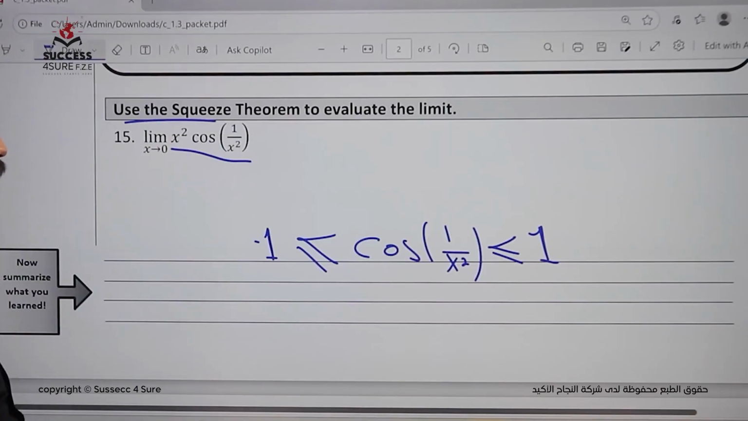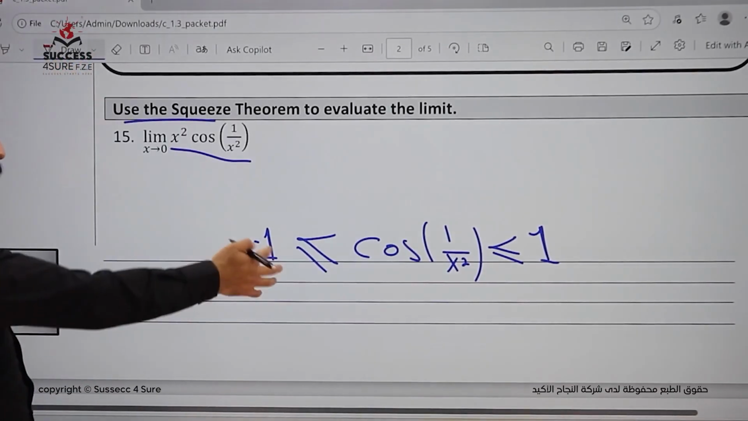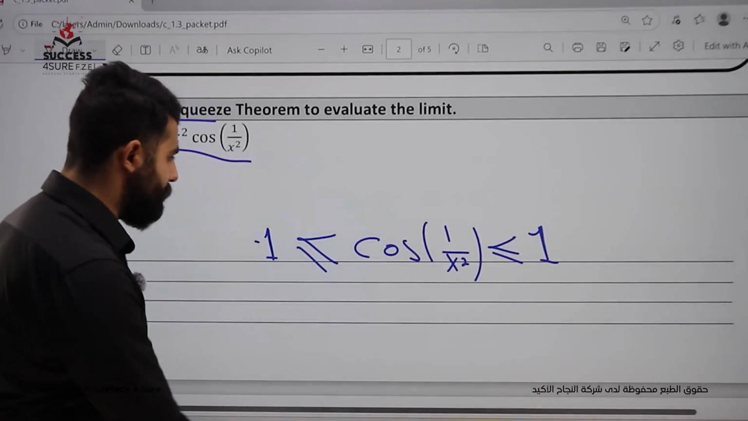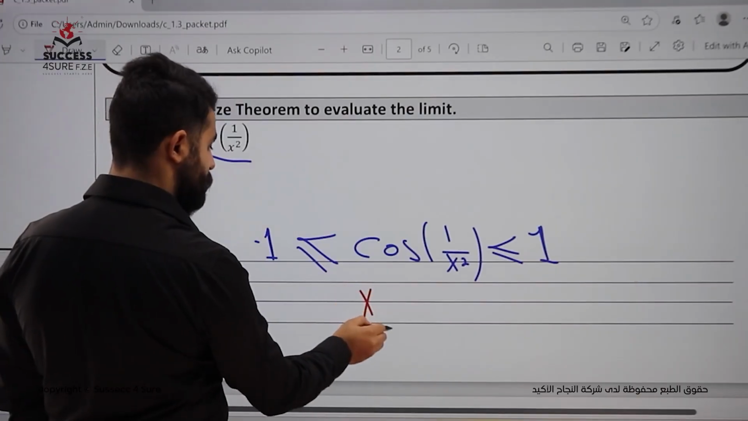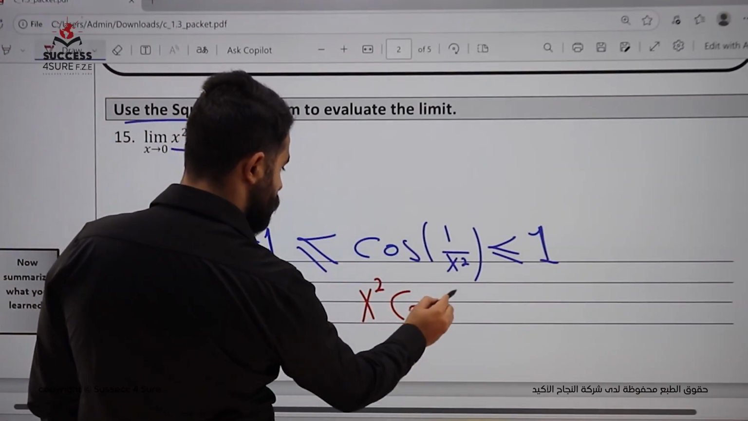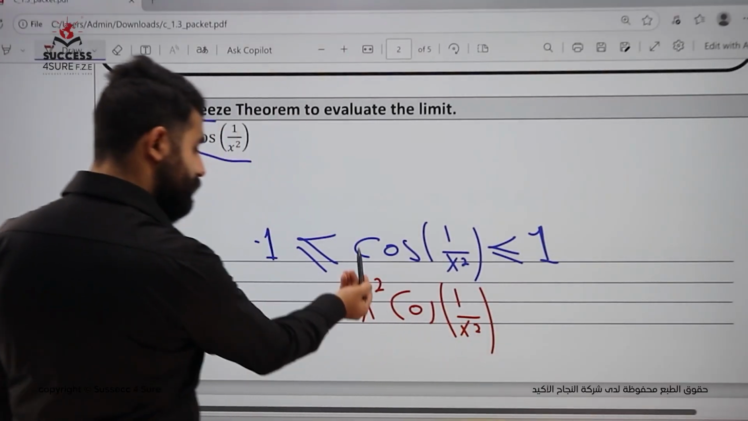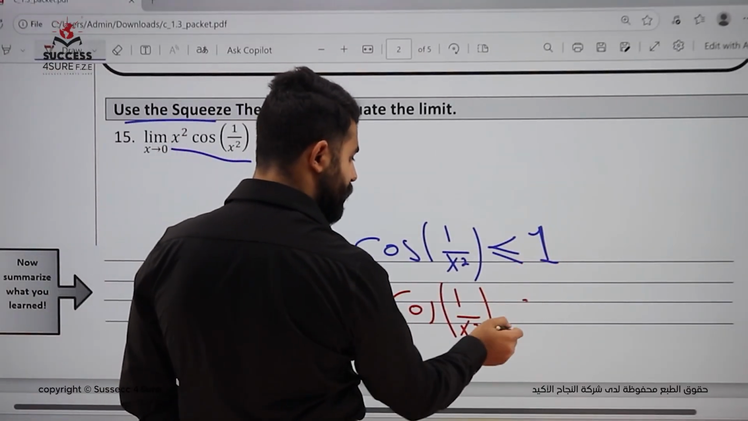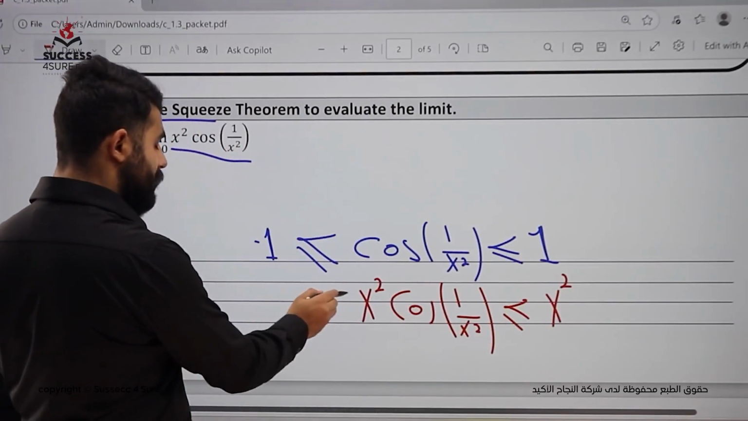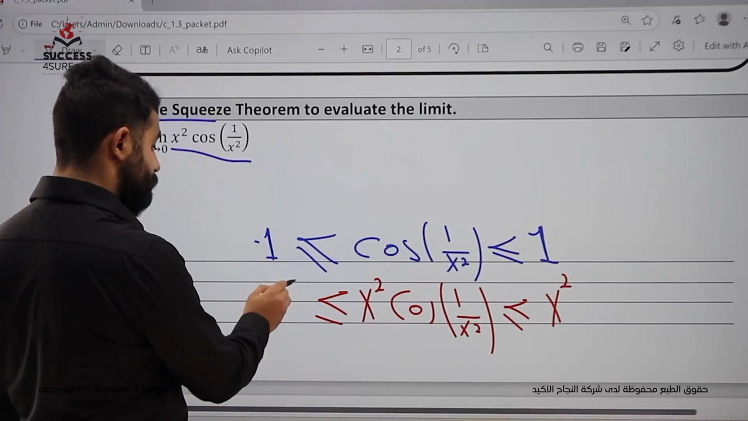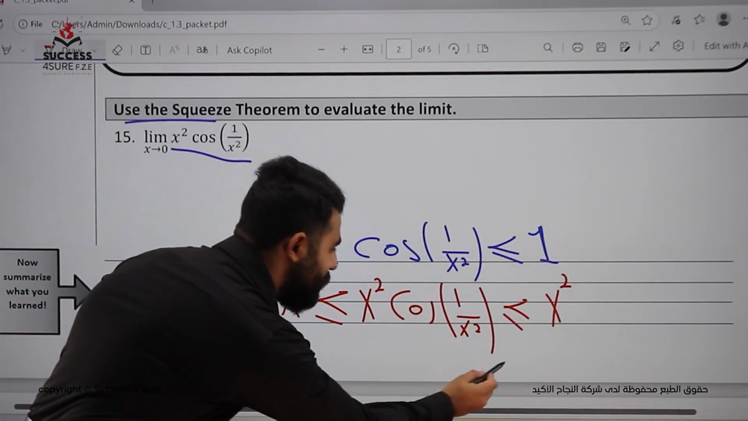So what is the thing that we have to do now? All right, guys, this is the easiest thing. Try to multiply all terms by x squared. I mean, do the multiplication here by x squared. You're going to get x squared times cosine of 1 over x squared. I multiplied this term by x squared, so by default, you're going to multiply on the left and right. So 1 times x squared gives you x squared. Minus 1 times x squared, this is -x squared.